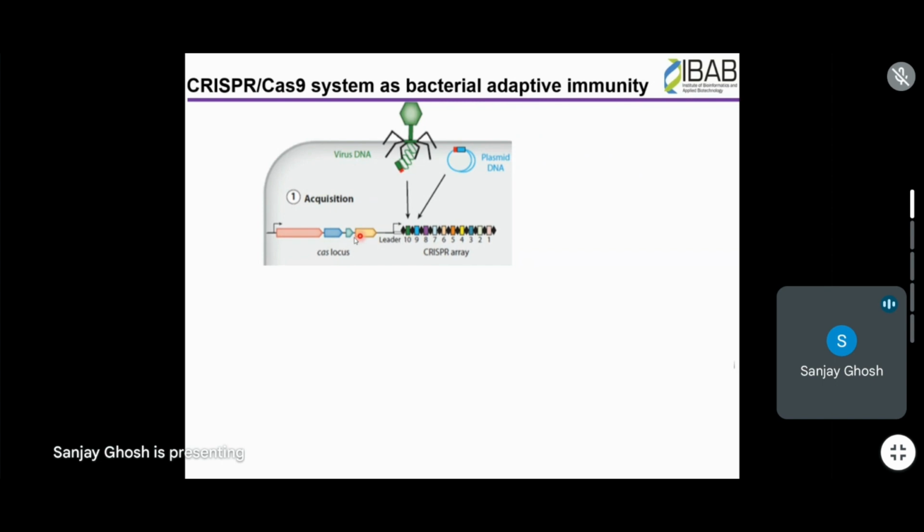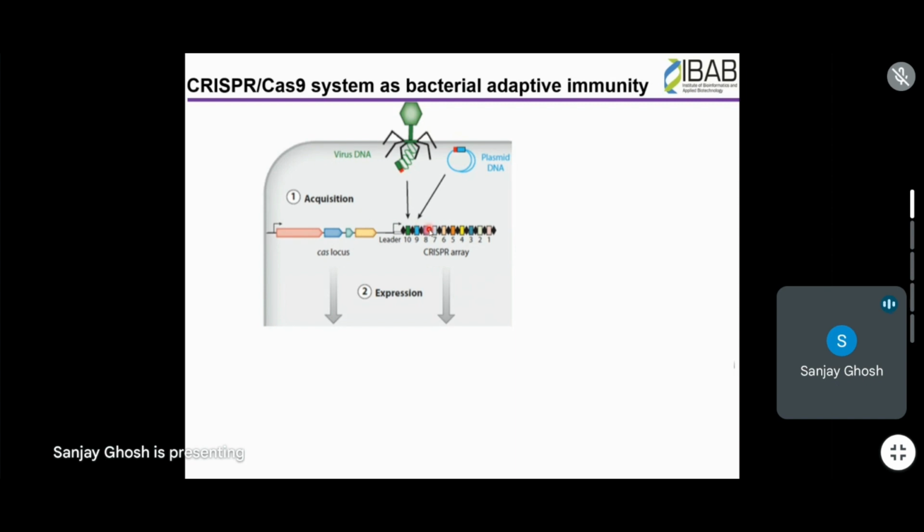And this memory is close together with another protein coding locus called CAS. So we have to remember there is a CRISPR array containing some conserved sequences and interrupted by this so-called memory of the foreign DNA attacks. So that is called acquisition, the first step that happens within a normal bacteria.